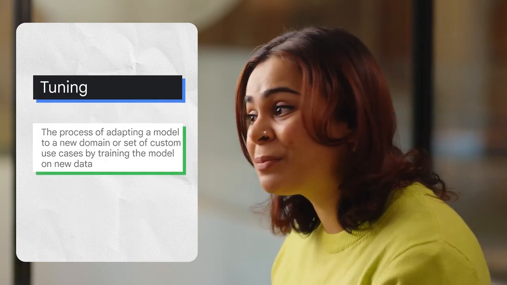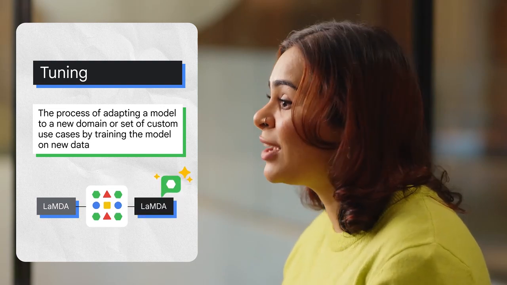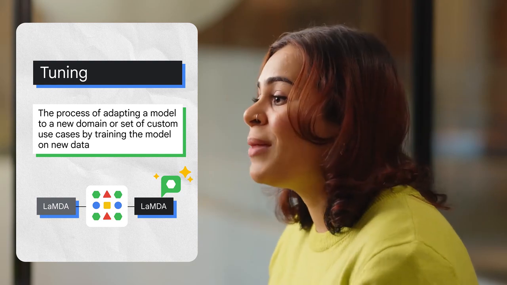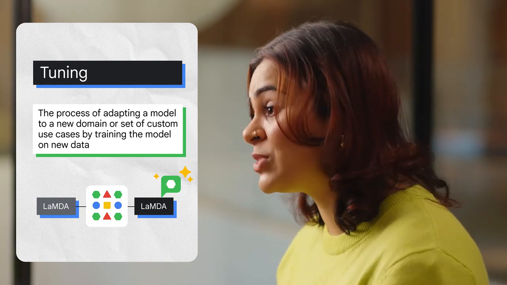Tuning a model enables you to customize the model response based on examples of the tasks that you want the model to perform. It is essentially the process of adapting a model to a new domain or a set of custom use cases by training the model on new data. For example, we may collect training data and tune the model specifically for the legal or medical domain.